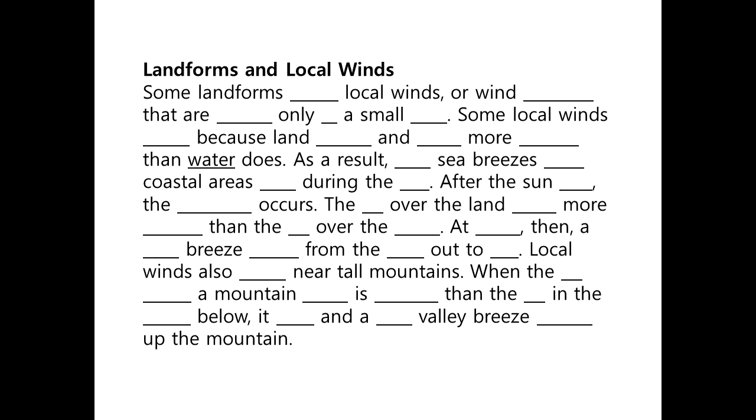As a result, cool sea breezes keep coastal areas cool during the day. After the sun sets, the opposite occurs. The air over the land cools more quickly than the air over the water. At night, then, a cool breeze blows from the land out to sea. Local winds also occur near tall mountains. When the air along a mountain slope is warmer than the air in the valley below, it rises and a cool valley breeze moves up the mountain.